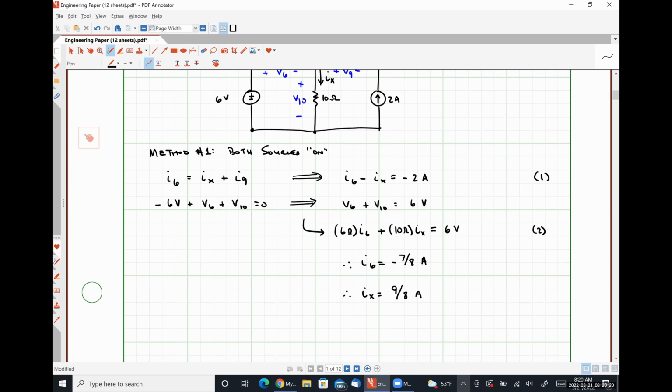So when I solve it, I get I6 is negative 7/8 of an amp, and Ix is positive 9/8 of an amp. By all means, take a moment here to verify these results.